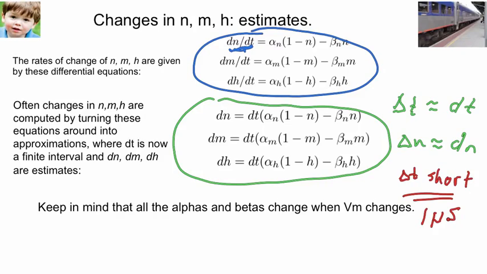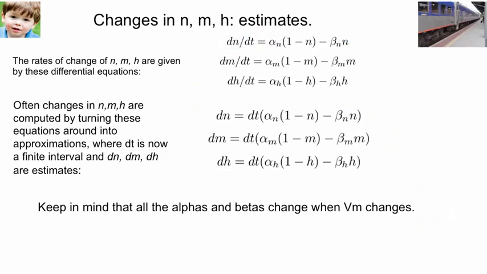I'll erase and write that again. delta t about 1 microsecond. So sometimes under some circumstances people say, oh, I can get away with delta t about 10 microseconds. That is probably the case.